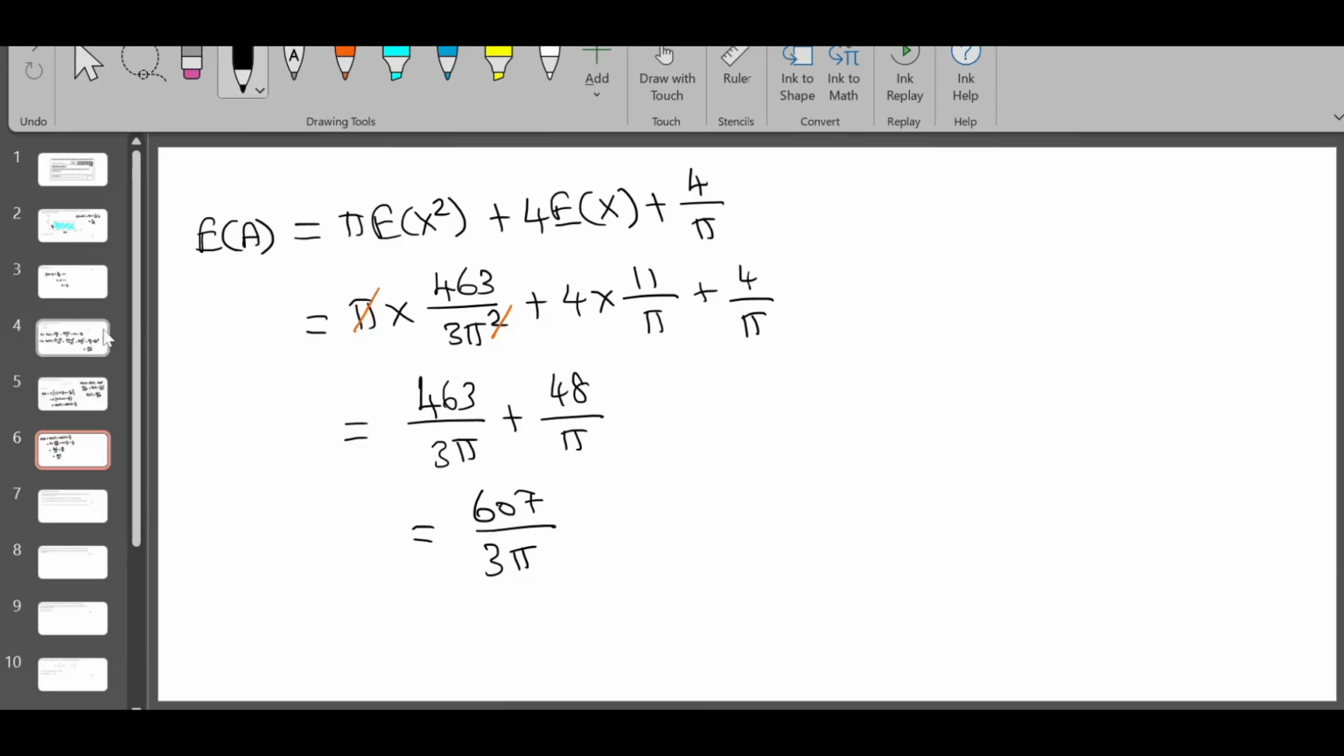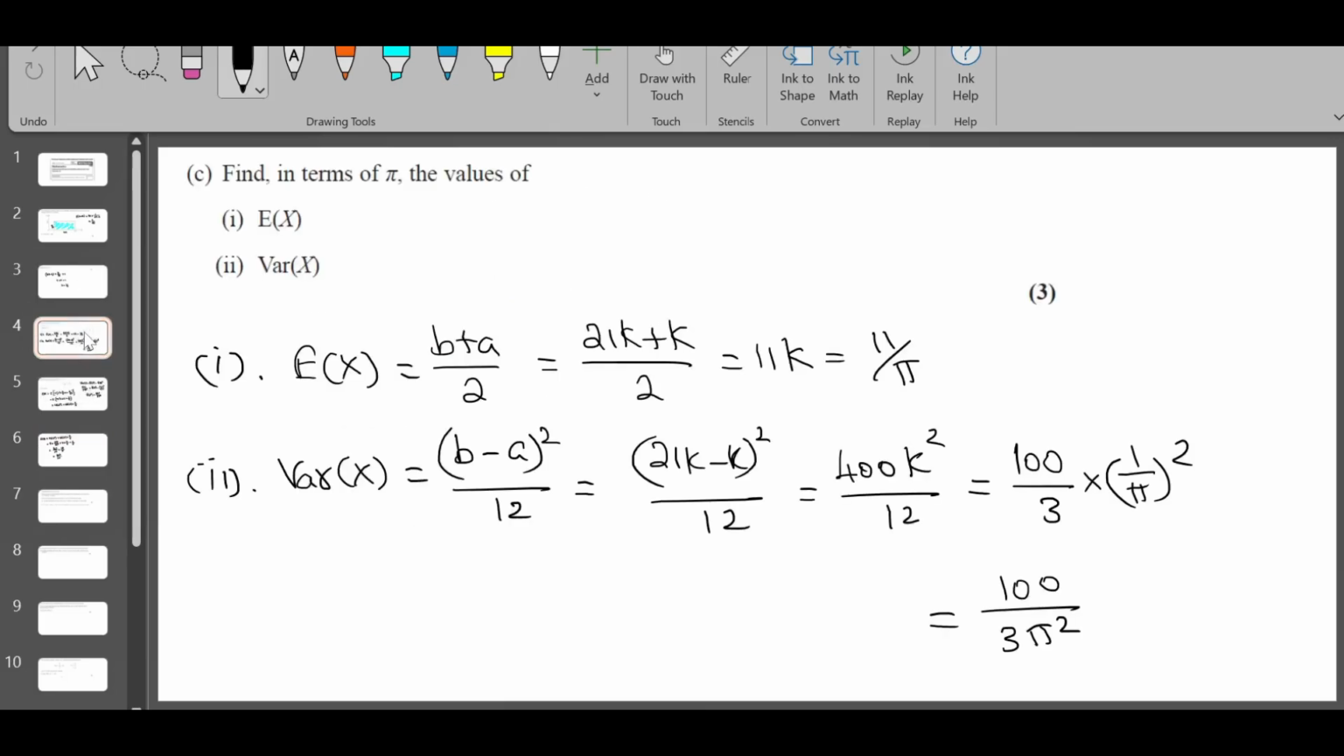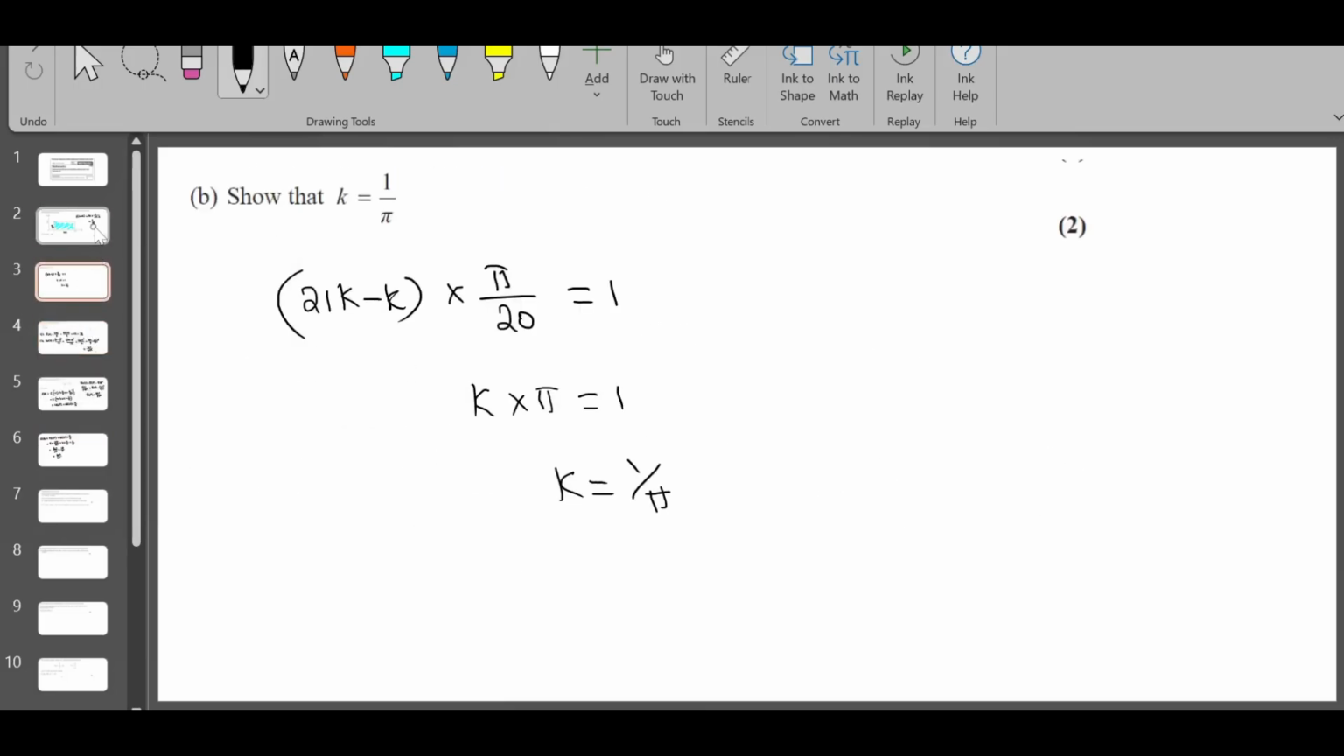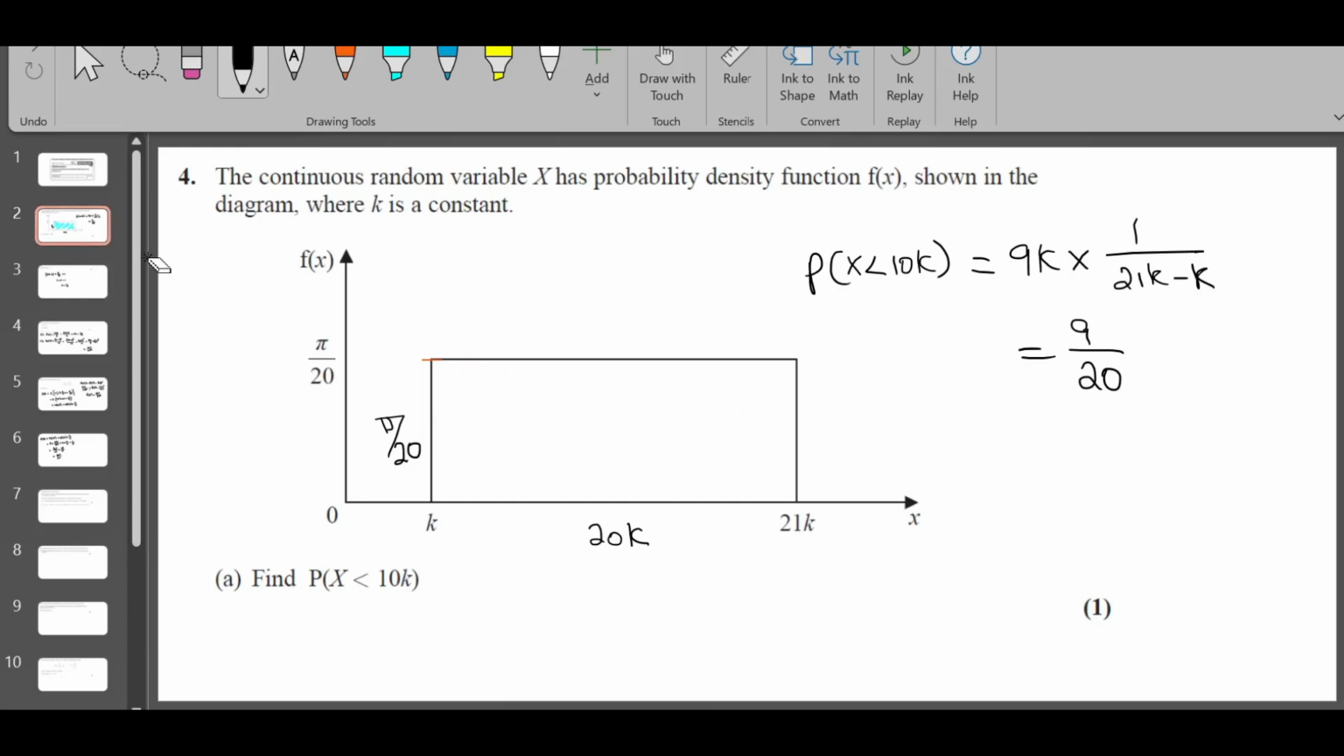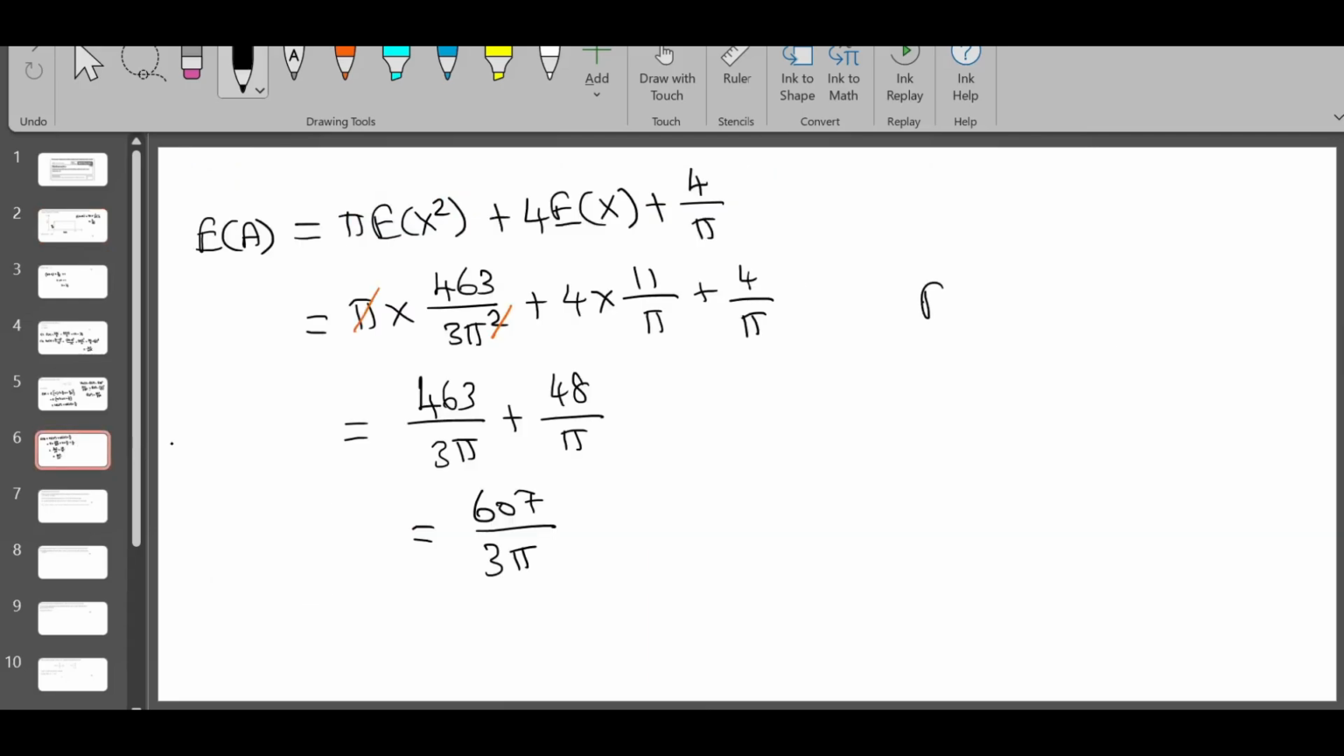The other method is when you have f of x. This is f of x, right? In this uniform distribution, f of x is basically 1 over b minus a, which is pi over 20, given to us, right? So to find E of A, you can write the integral from k to 21k, that's the limit, of A times f of x dx.